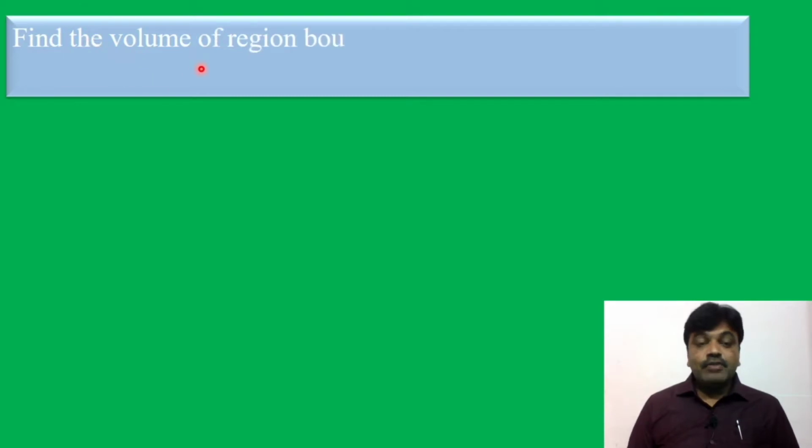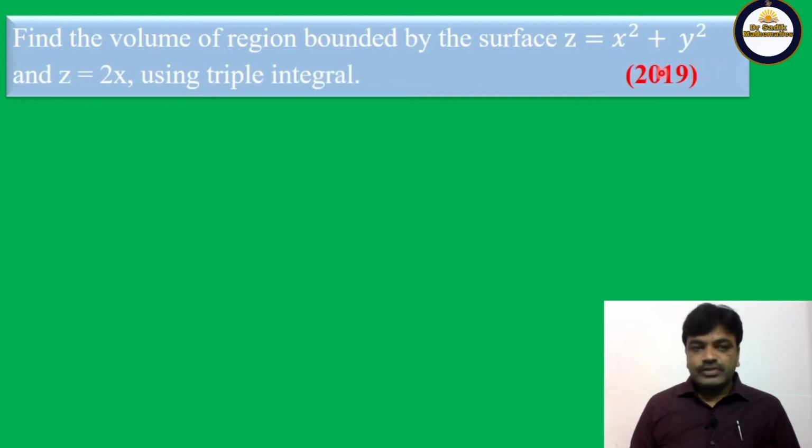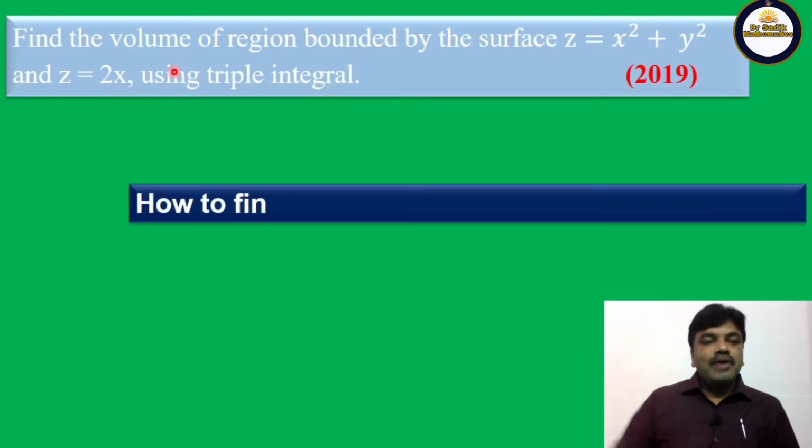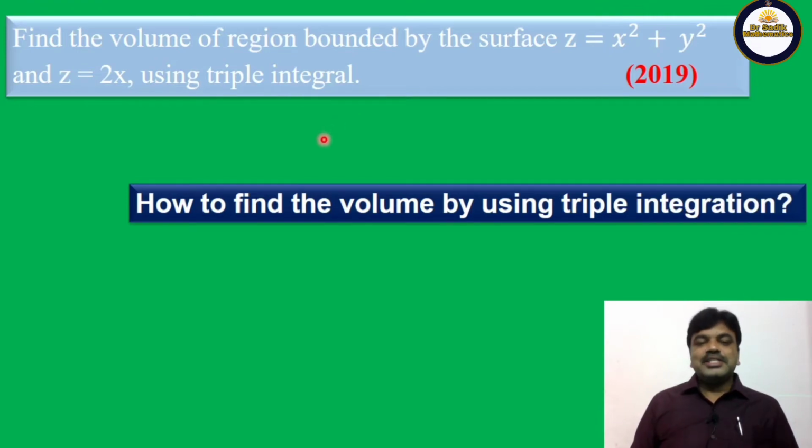Find the volume of the region bounded by the surfaces z equals x square plus y square and z equals 2x using triple integral. How to find the volume by using triple integration?